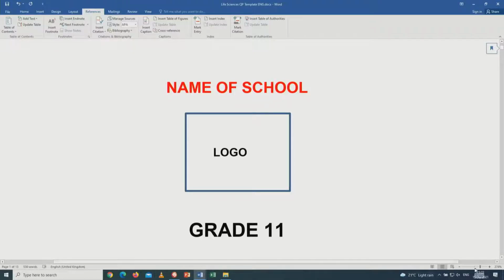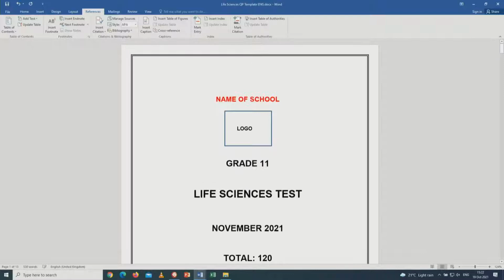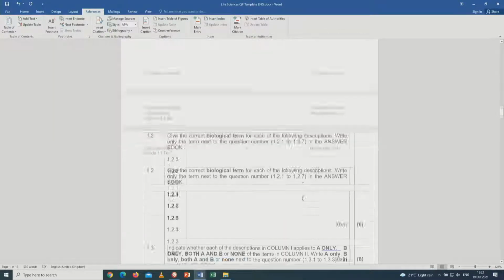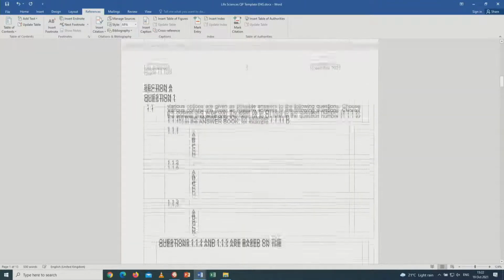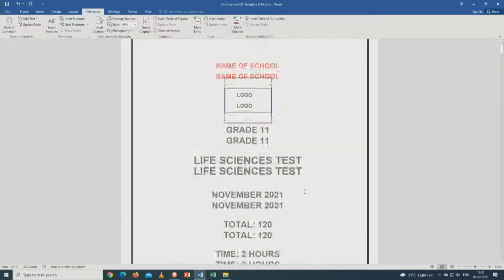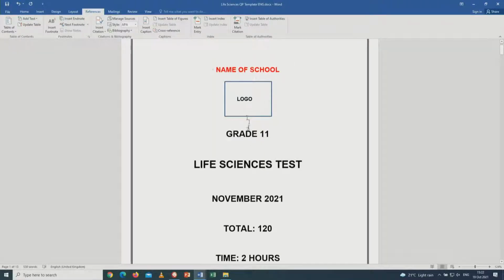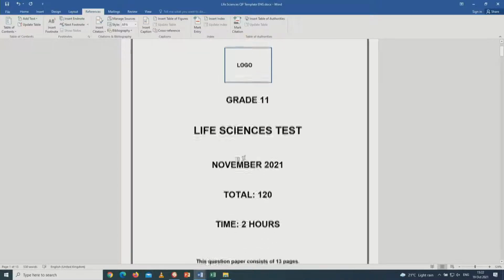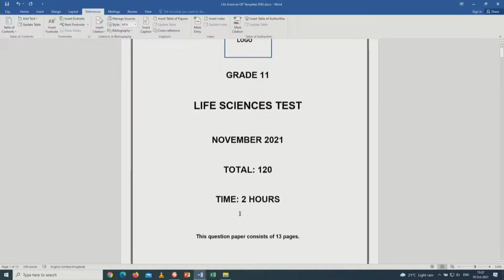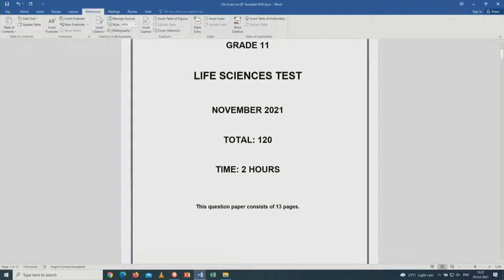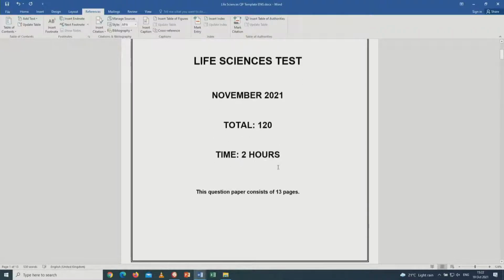Let me just make it smaller so that you see this is a real paper. You can see this is a real paper. Look there. It's a real paper, but it's blank. It's blank for your convenience. The front page, you can do it as you wish. Name of school, logo, grade 11, life sciences test, November 2021, total time. The order and the way you do it doesn't really matter, as long as this information is there.